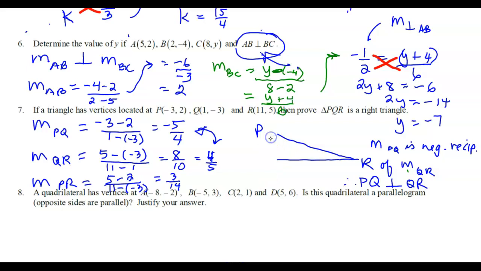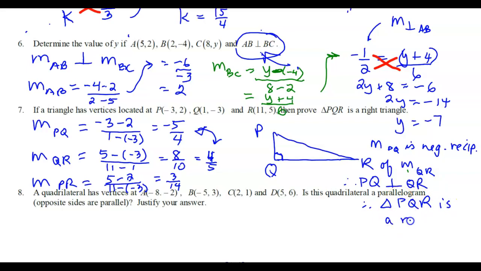Really, it should have been more like this. But I didn't know it was 90 degrees until I did that work. Okay? So once I've stated that, slope PQ is the negative reciprocal of slope QR. So that means PQ is perpendicular to QR. Therefore, triangle PQR is a right triangle.